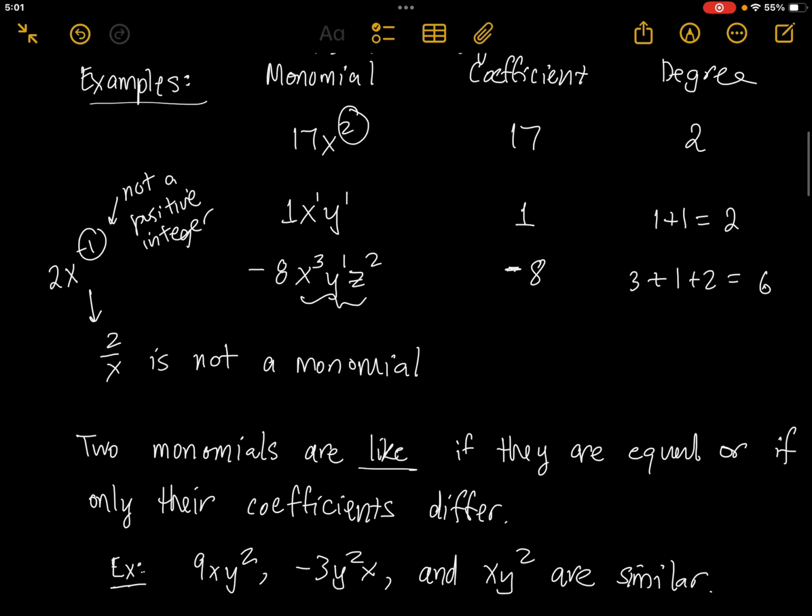But you can have a constant like 4. 4 is a monomial. So first example, second example, third example, fourth example. 4 is a monomial, its coefficient is 4, and the degree is 0.